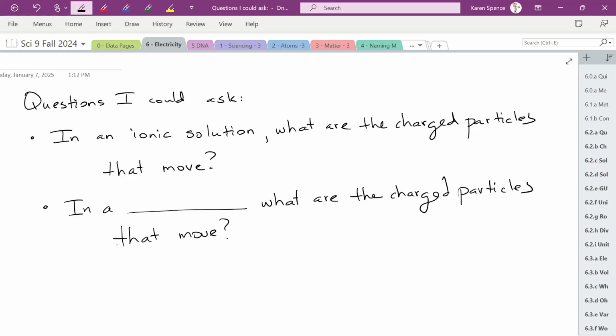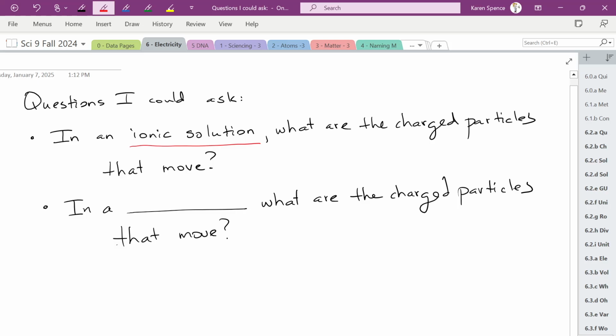Do you have an answer? Okay, then be chatting about it. What else could we ask about? In a something, what are the charged particles that could move? What could I be asking about? So we could start by saying, in an ionic solution, what are the charged particles that move? In what other kind of substance have we looked at?